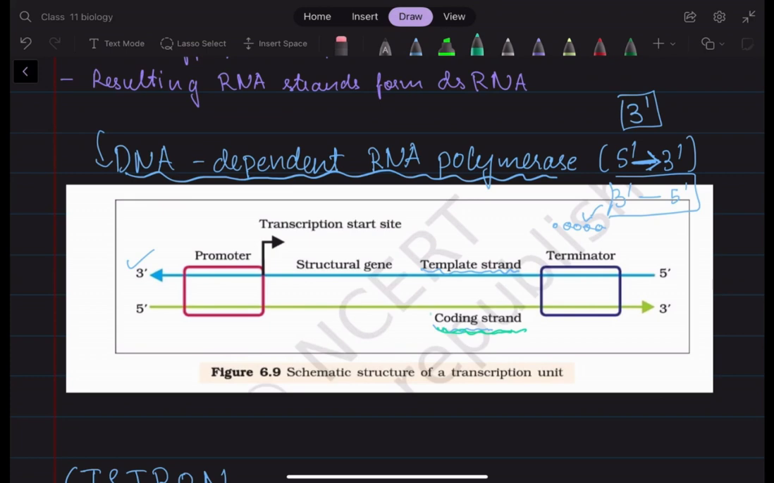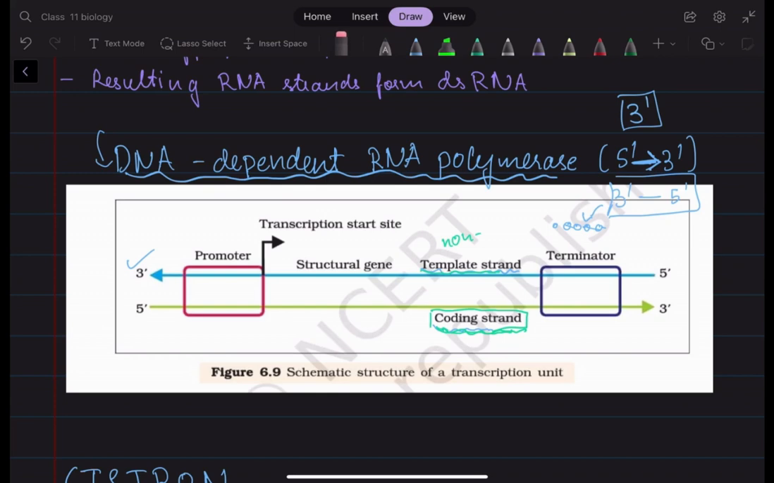So why did they call this the coding strand when this actually does not code for anything? Because we know that the template strand is used to form the RNA. So why is this called the coding strand, and the other called the non-coding strand? Simply because of the following.